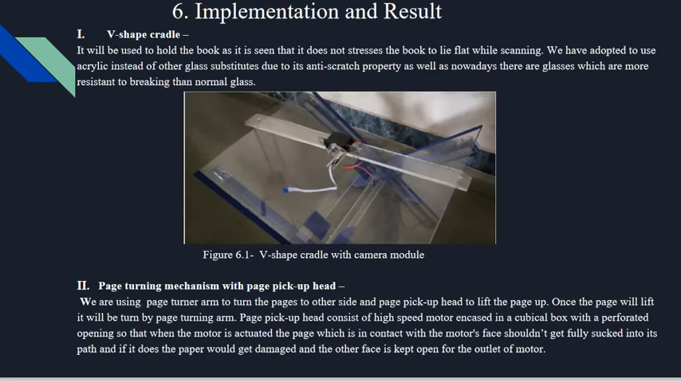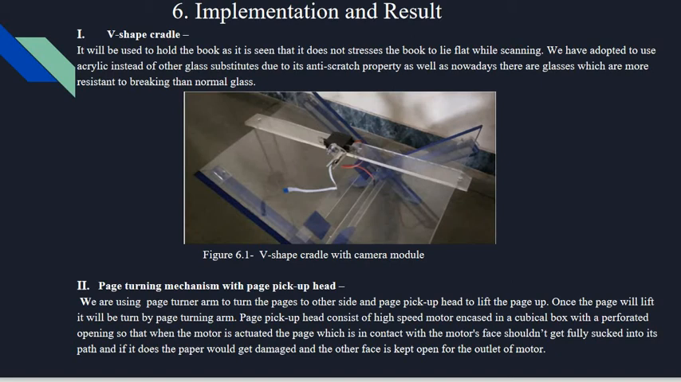Next, implementation and result. This is the V-shaped cradle with the camera module mounted, as shown in this figure. The cradle is made up of acrylic instead of glass or other substitutes, as there are chances of breaking. When the book is placed on the cradle, the camera module moves left to capture the left hand side of the book and then moves right to capture the right hand side of the book.